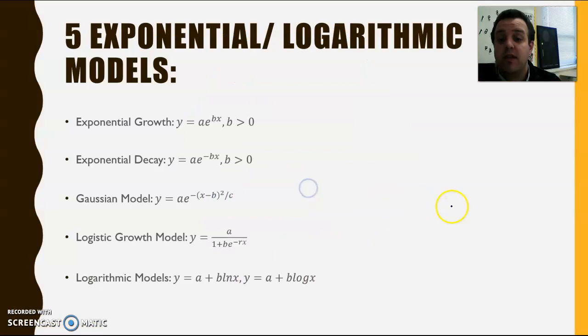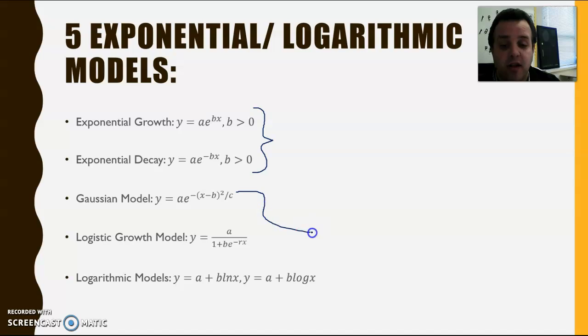These are the five models that we're mainly going to be focusing on over the next 2 days. Today we're going to focus on the first two, exponential growth and decay, which really is one model, ae^(bx) and ae^(-bx), where b has to be greater than 0. If your b is positive, you have growth. If your b is negative, you have decay. So they're the same model, just one growing and one going away, okay?